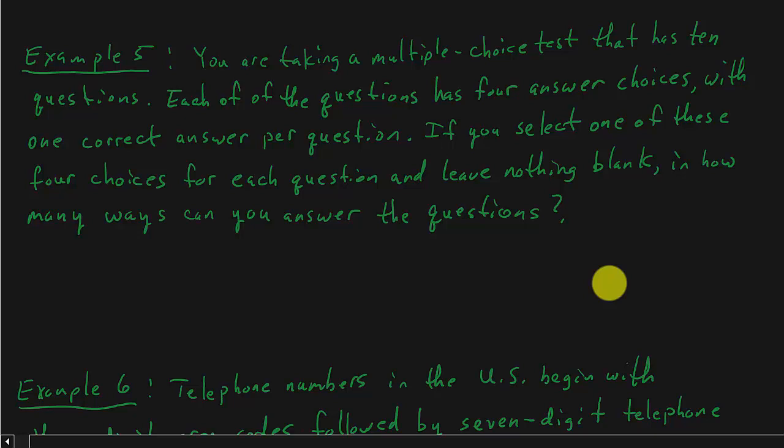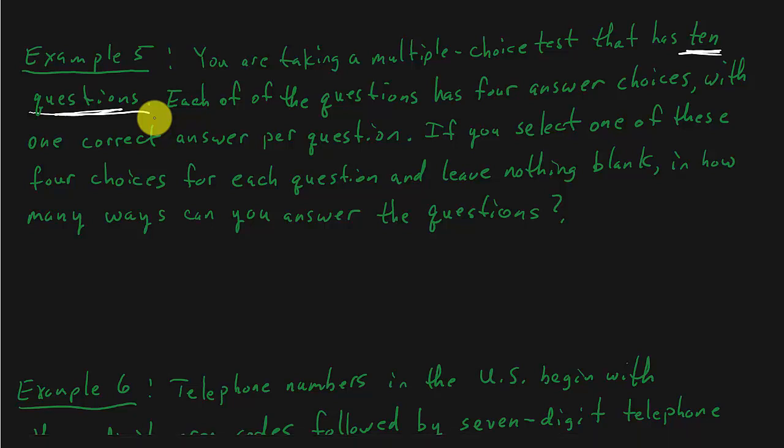All right, so this one, the way that it's telling you, it's not saying you got this many choices for this one, this many choices for this one. So we got to say, okay, what do we have here? Well, the key here is you're taking a multiple choice test that has 10 questions. And for each question, how many choices do you have? You've got 4. So for question 1, I have 4 choices. That's how many different ways I can answer question 1.